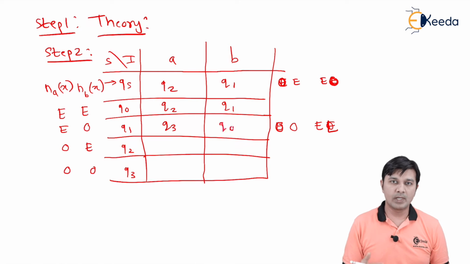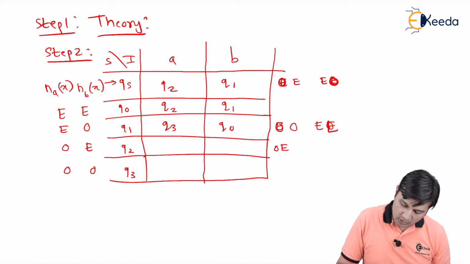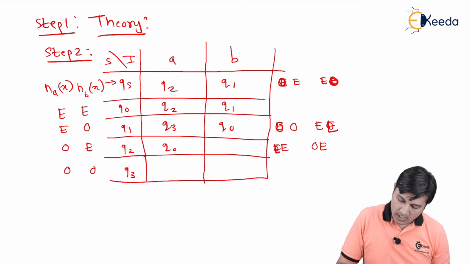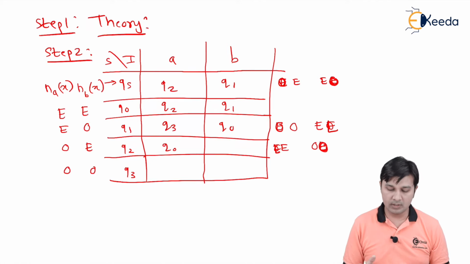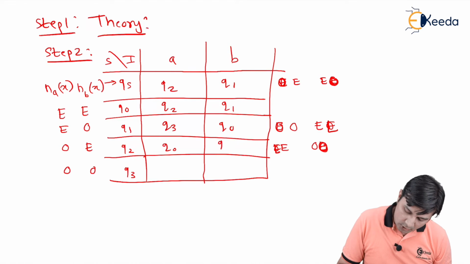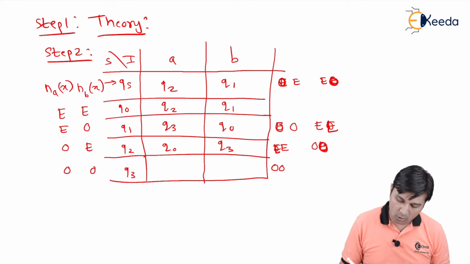Moving forward in the same way, I have the odd even combination in Q2. A comes across making it even, going to state Q0. Similarly, I have the odd even combination in Q2 and B comes across making the state odd, that is nothing but Q3.